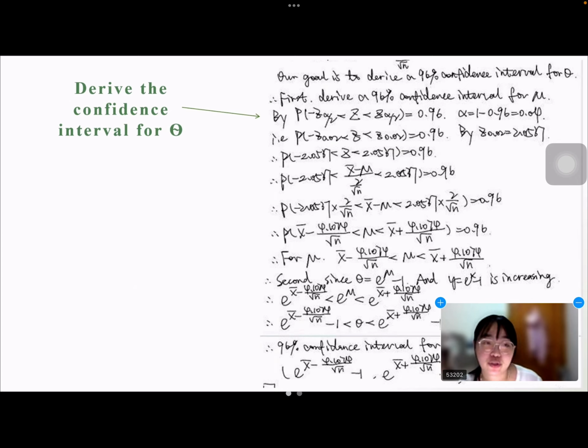First, we need to select the confidence level. We set the confidence level to 96%, and then we choose the critical value z sub alpha over 2. And by doing this, we can get the inequalities about z, and after transforming them to mu, we get the inequality of mu. But what we want is not just mu.